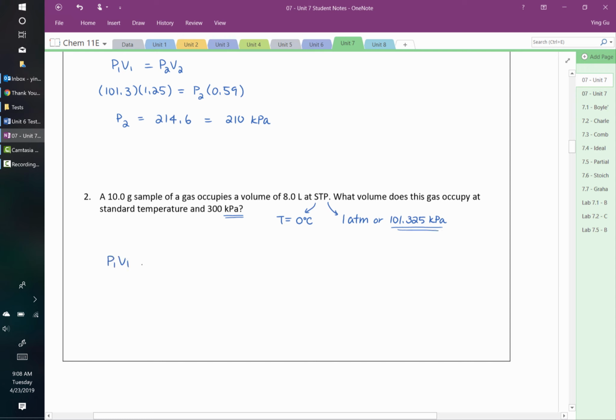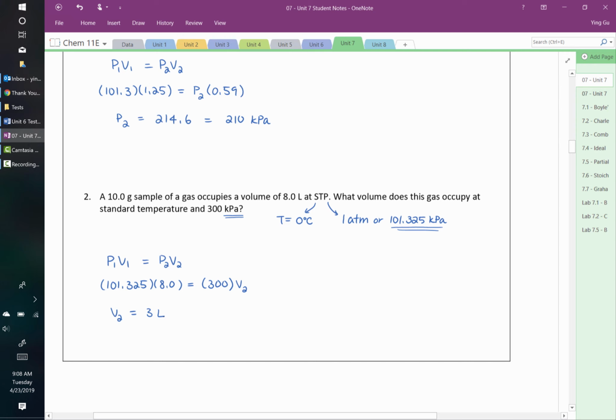So then we set up P1V1 is equal to P2V2. The pressure in the beginning is 101.325 kilopascals. The volume in the beginning is 8 liters. The pressure final is 300, and the volume final is what we are looking for. Punch it out in the calculator. Be careful of sig figs. This 300 number right here is actually just 1 sig fig. So we will round off our numbers to represent 1 sig fig. The final volume that you get should be 3 liters.